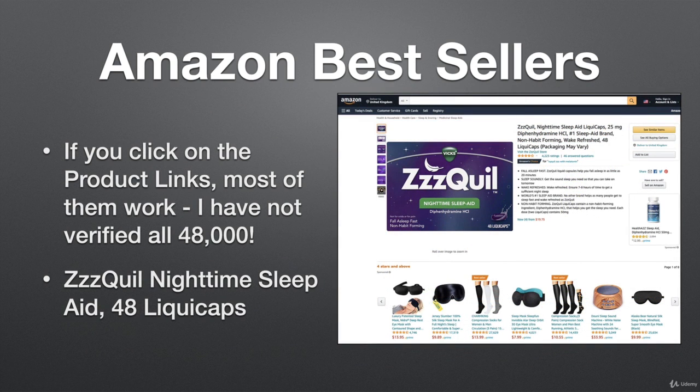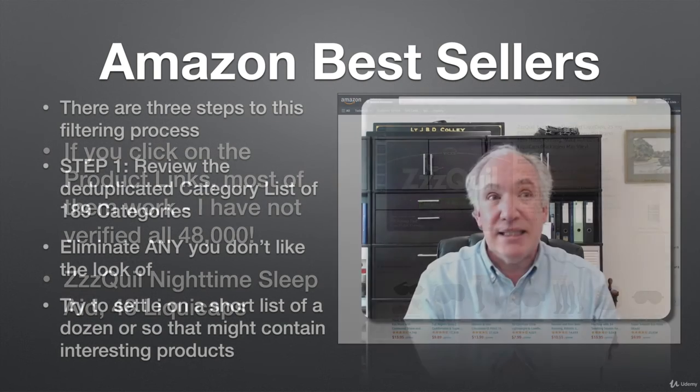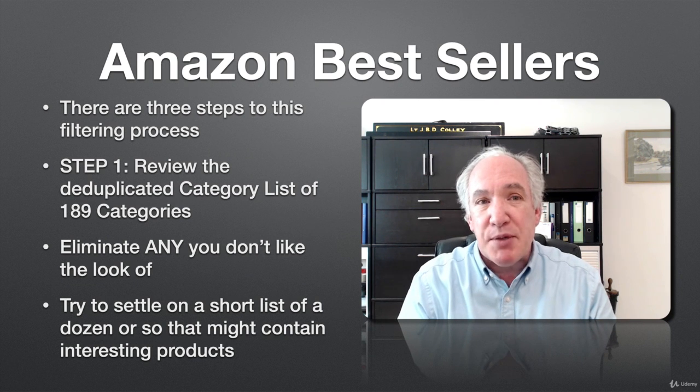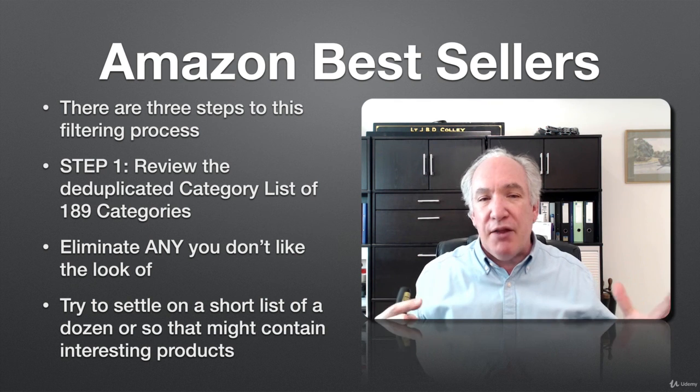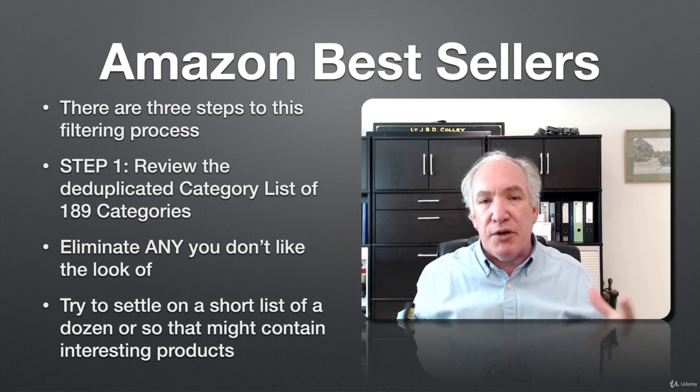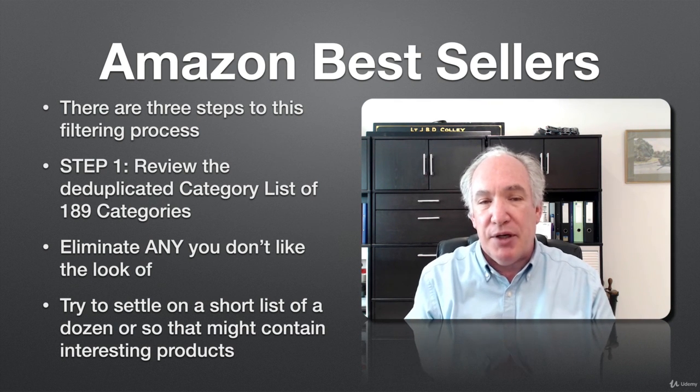So you get a current listing for the bestsellers. If you click on the product links, you'll find most of them work. But I have to admit, I haven't gone through all 48,000 to check this. Here's one product, and you'll find it's still there. Now, what's interesting, of course, is if a product was a bestseller in 2017 or even 2014 and it's still a bestseller today, it's probably a good product to sell. Now, there are 3 steps I want to take you through in this filtering process because 48,000 is a ridiculously large number to try to work through in anybody's book.